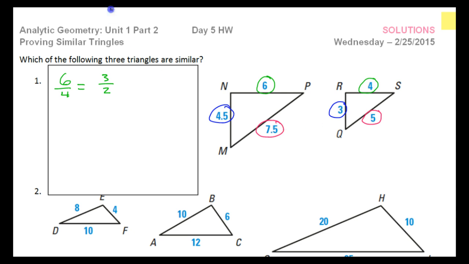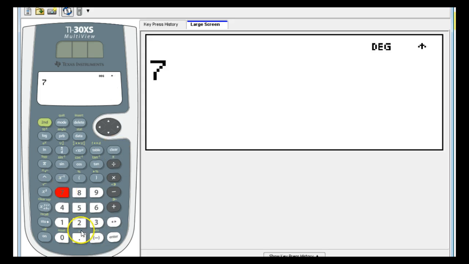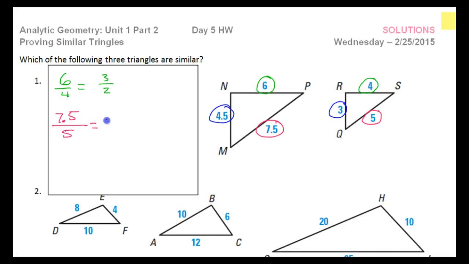Now let's do the pinks. So the pinks would be 7.5 over 5. Let's see what that is. Okay, 3 over 2. Same thing we had before. So far, it's looking good for similarity. But it has to be all three.